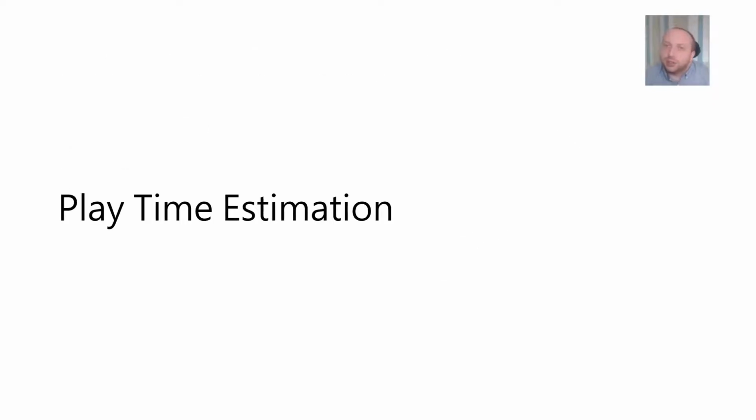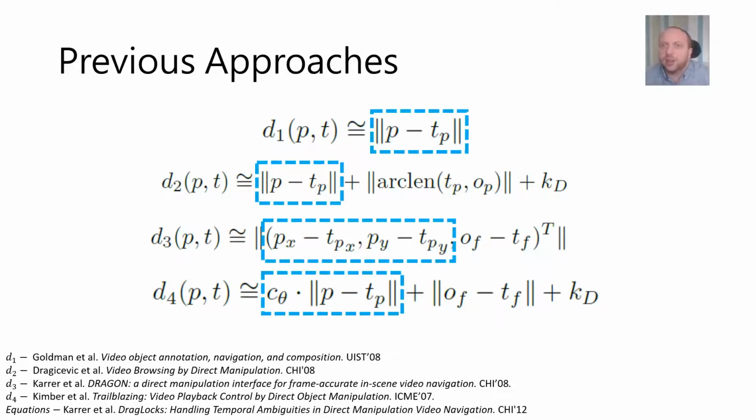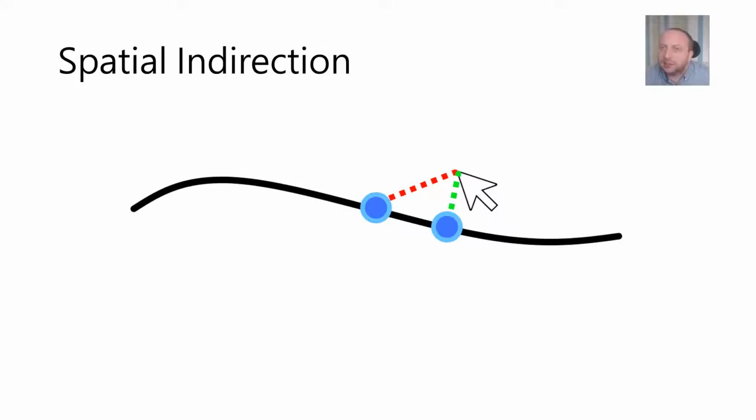Okay, let's take a deeper look at playtime estimation. Previous approaches for direct manipulation video navigation use a single best guess of which playtime to show. Here are 4 different approaches from different authors that have been used in the past. The first thing they do is minimize the spatial distance between user position and the object in the video. And this is to minimize the spatial indirection. So here, one would select the playtime closest to the user's cursor position.